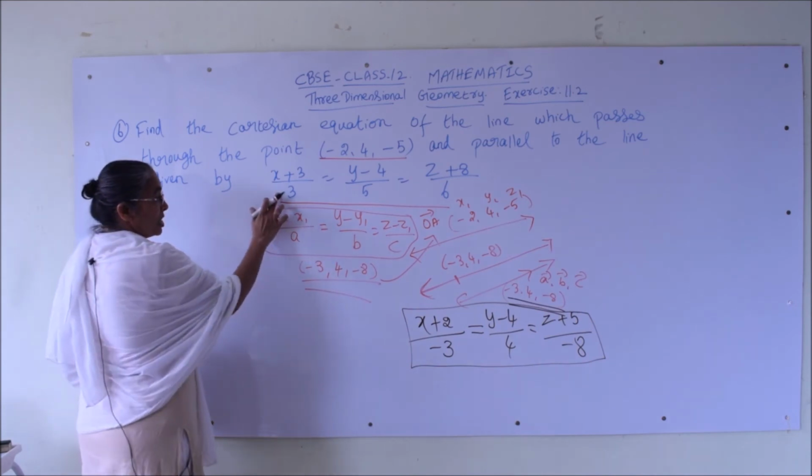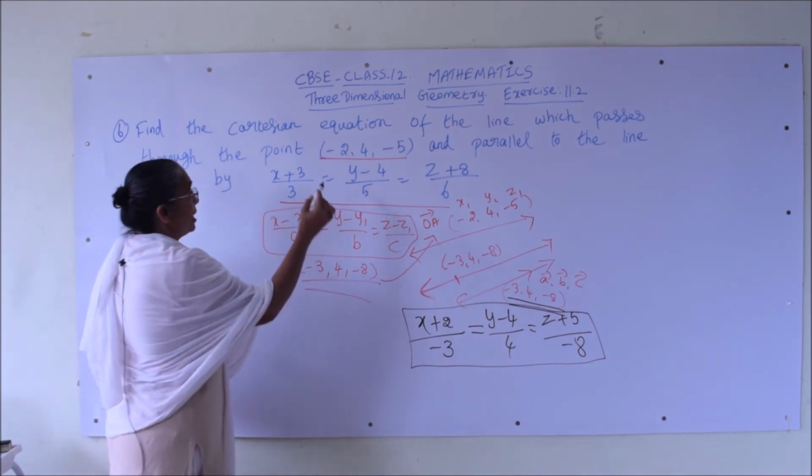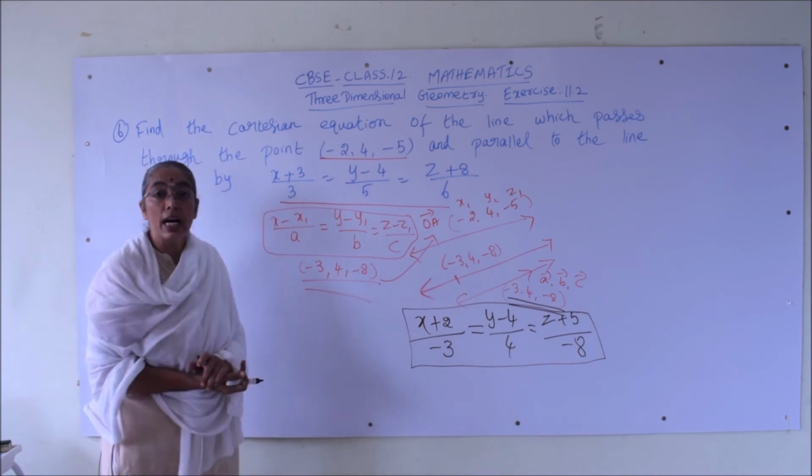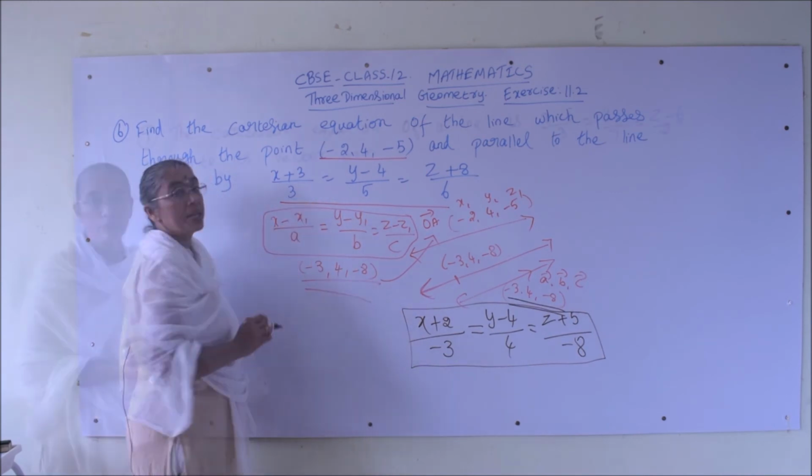So why did we use the same DRs? Our required line is parallel to the given line, which means their DRs are the same. So we can use the same DRs.